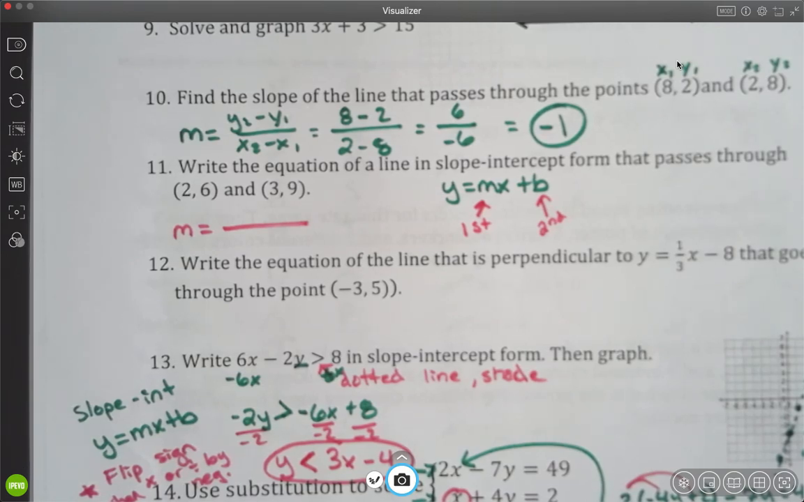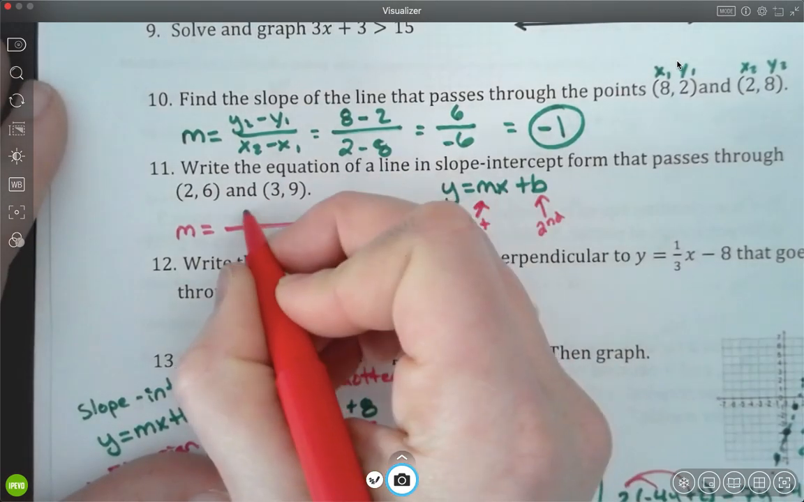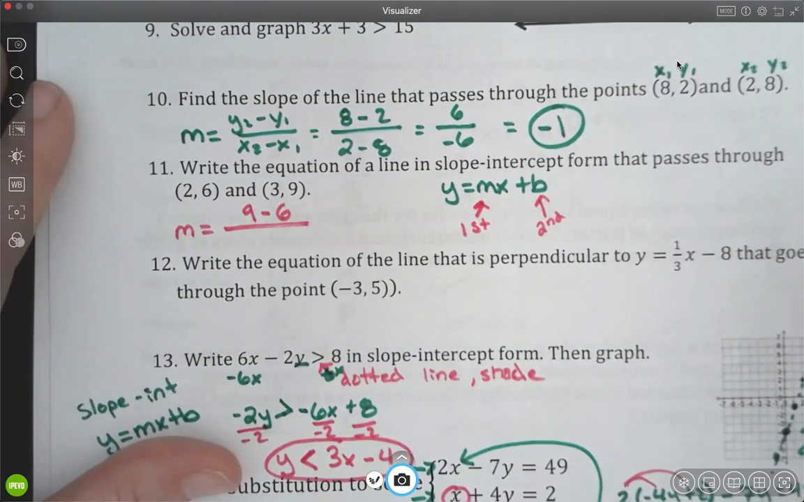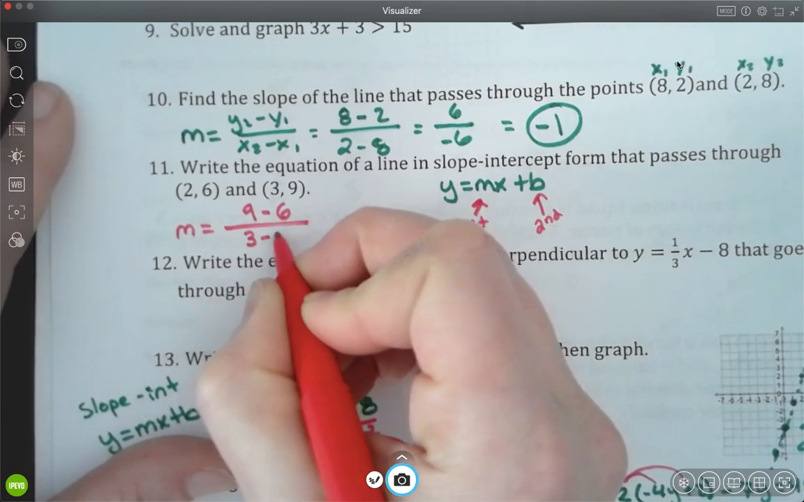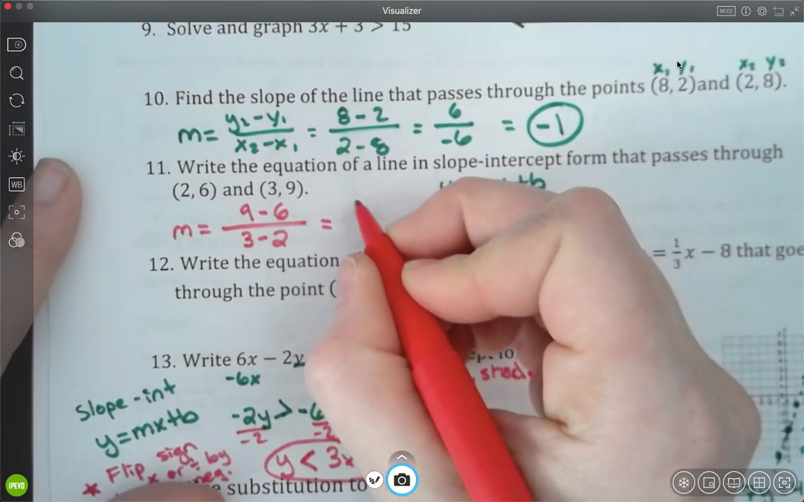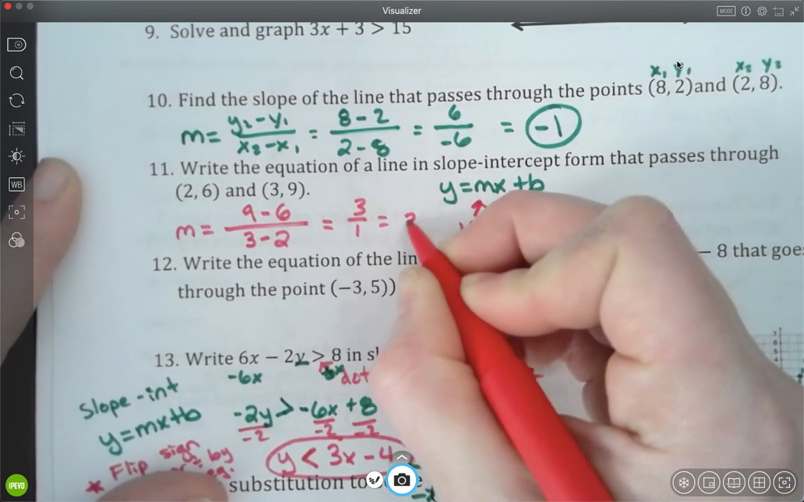What's your y2 minus y1? 9 minus 6 over 3 minus 2. That's why you're getting confused. 9 minus 6 is 3. 3 minus 2 is 1. So my slope is 3.